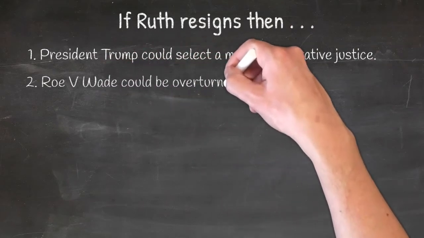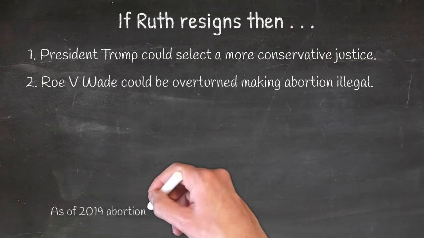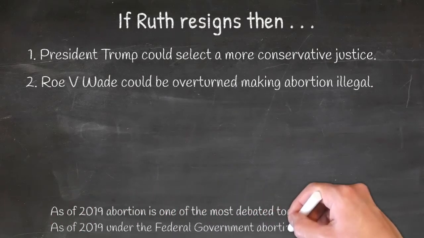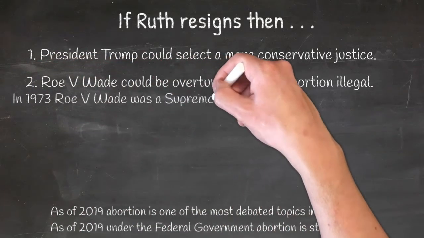If Ruth resigned, most likely Roe v. Wade would be overturned, which would make abortion illegal in the United States. This shows how important a Supreme Court justice is and how it can affect the country.